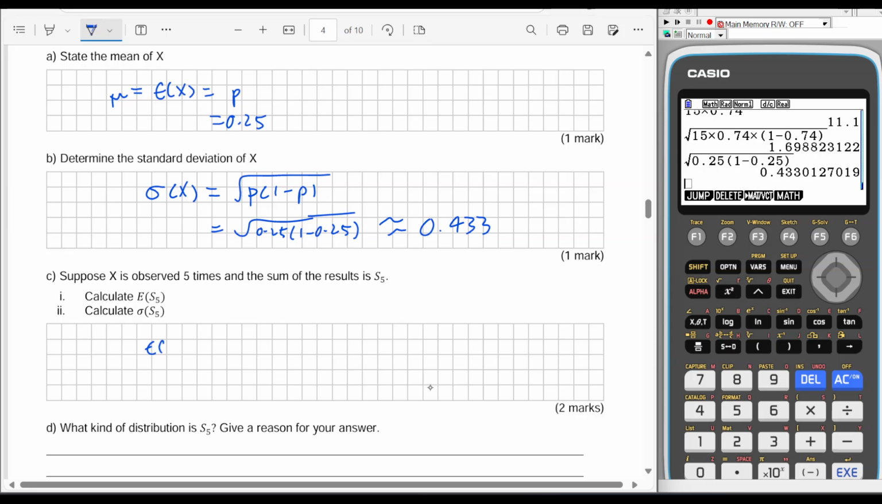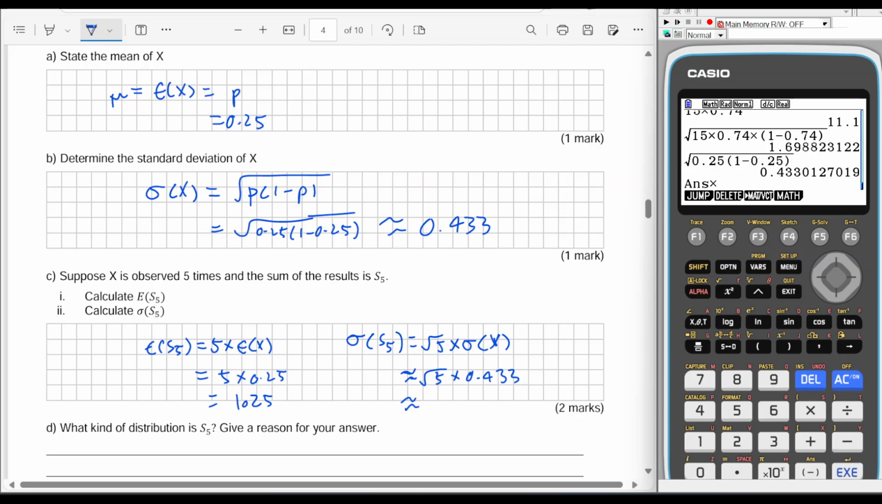So the expected value of S5 is 5 times the expected value of X. That's how S5 works. So this is 5 times 0.25, which is 1.25. And then the standard deviation of S5 is root 5 times the standard deviation of X. So this is root 5 times 0.433, which roughly equals root 15 over 4, or 0.968. Okay, so that's how we get those ones.